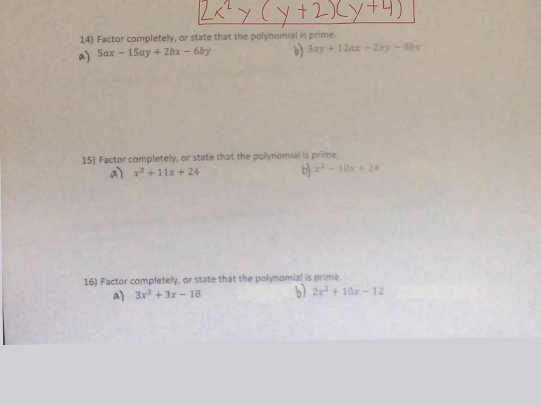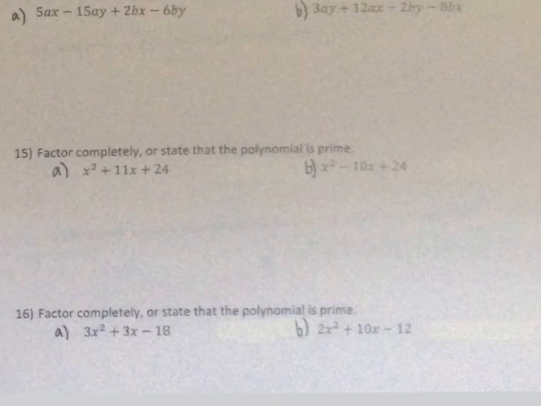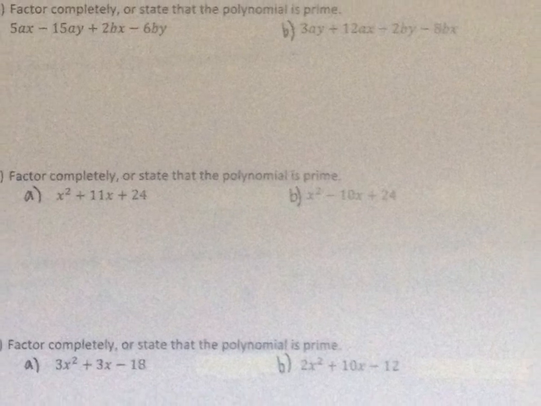All right, so this next factoring problem, this 3ay plus 12ax minus 2by minus 8bx, it has 4 terms. So when we have 2 terms, we're going to use the difference of squares or the sum and difference of cubes. If we have 3 terms, we're going to factor the basic trinomial. And if we have 4 terms, we have to factor by grouping. So in this case, we will factor by grouping.